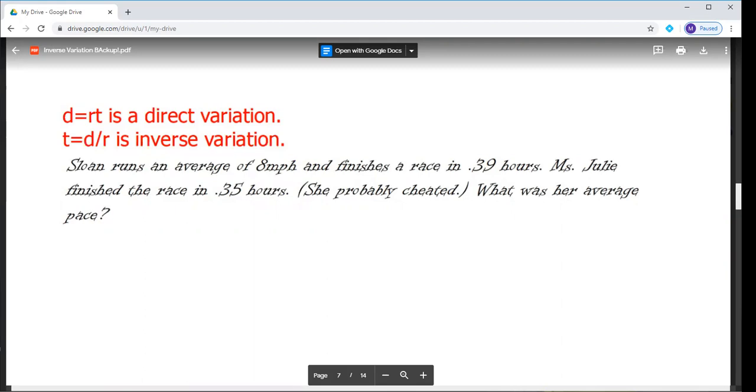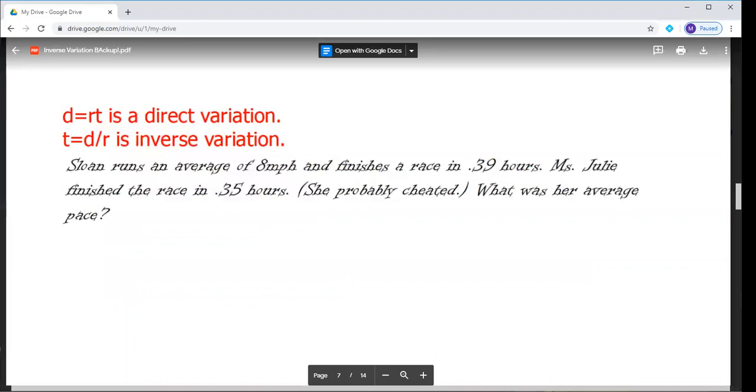Sloan runs an average of 8 miles per hour and finishes a race in 0.39 hours. Miss Julie, that's me, finished the race in 0.35 hours. I probably cheated. I'm a really slow runner. What was my average pace?